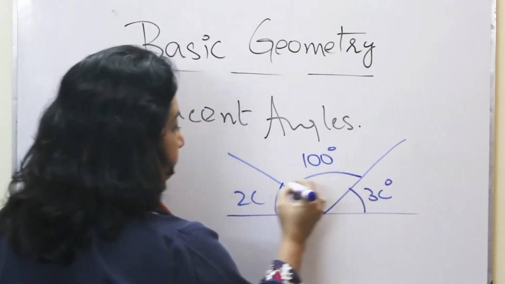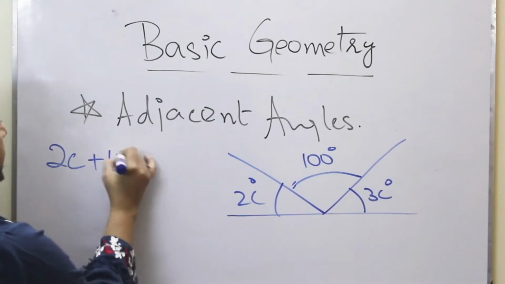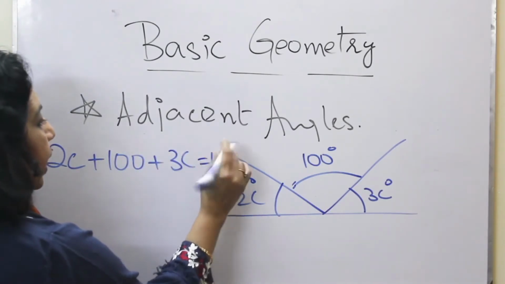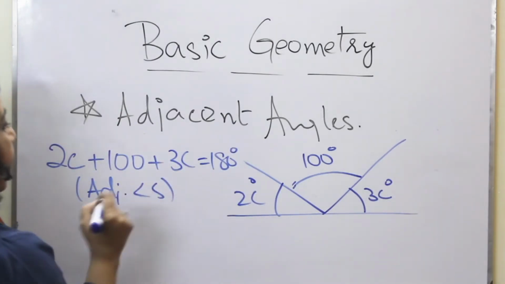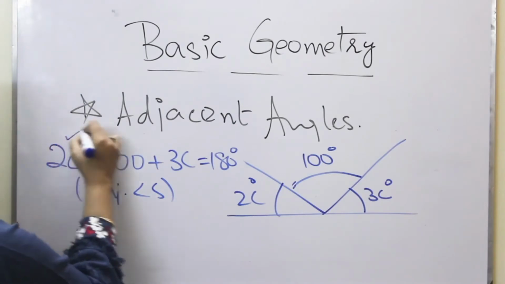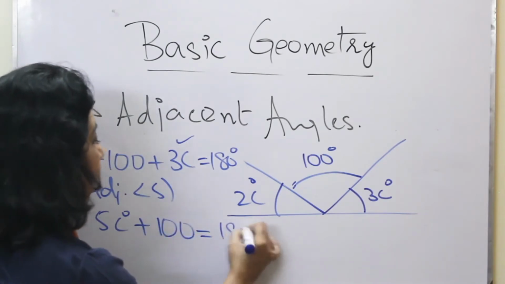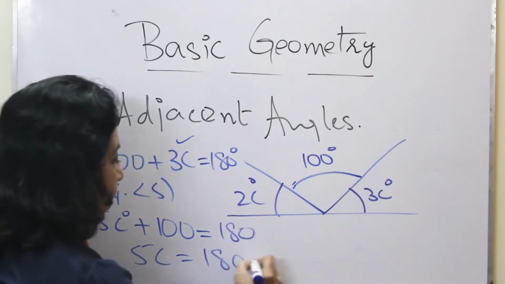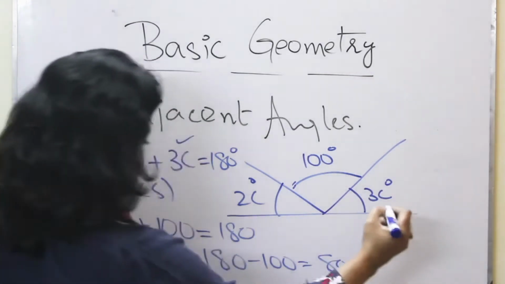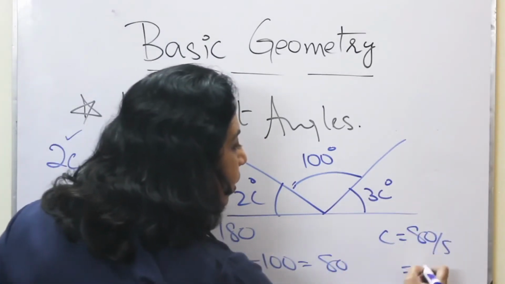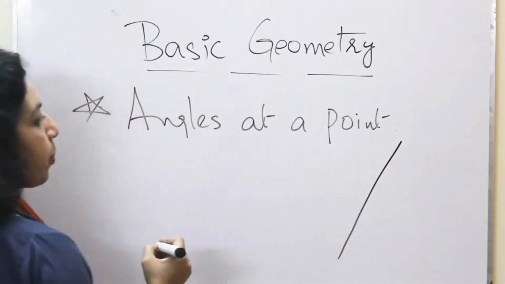This is 2C degree and 3C degree along with this 100 degree. So we shall have 2C plus 100 plus 3C equals 180. And we shall write here why we have taken it. We have used the adjacent angles property. Now we shall add this 2C and 3C. It will be 5C degree plus 100 equals 180. When you subtract on the other side, you will have 80, and the value of C will be 80 over 5, 16 degree.